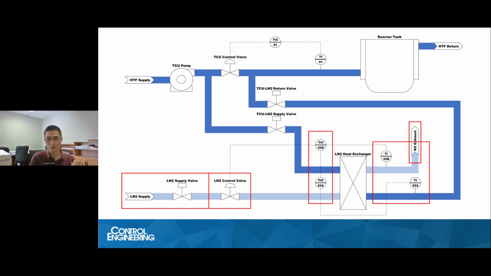loop here, whose PVs are looking at the temperature. The temperature is coming out of the LN2 heat exchanger, both on the nitrogen side on the top and on the heat transfer fluid side on the bottom. Once the liquid nitrogen goes to the heat exchanger, it comes out as nitrogen gas and comes out through the exhaust.